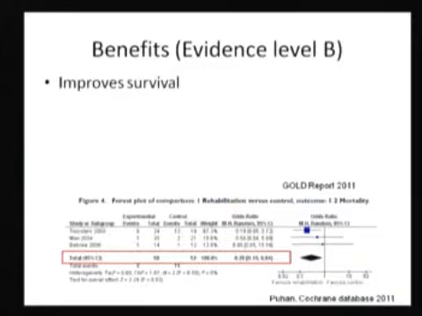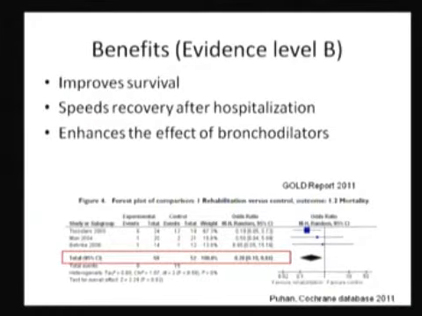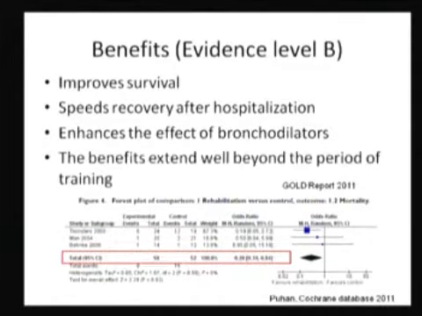Now, despite the sizable effect, why is it not level A? The issue is small sample size, so there may be a risk of bias. So that's why it's suggestive, not conclusive evidence. There's also suggestive evidence that pulmonary rehabilitation actually speeds recovery after hospitalization and exacerbation, enhances the effect of bronchodilators, so it's an additive effect on top of pharmacologic treatment, and that the benefit extends well beyond the period of training.